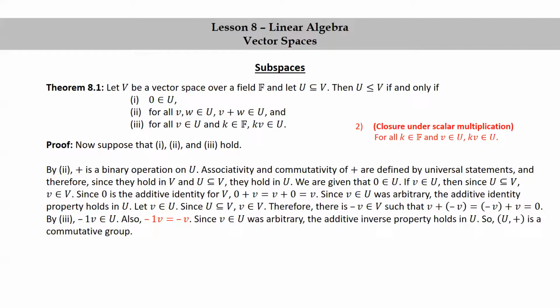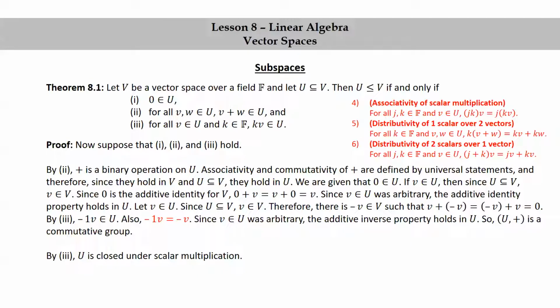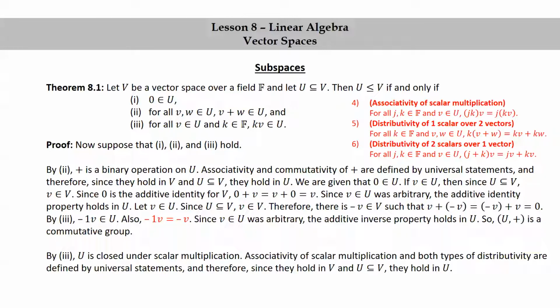Next, we'll check closure under scalar multiplication, but this follows right from property 3 that we're given. By 3, U is closed under scalar multiplication. Next, we could do the associativity of scalar multiplication and the two types of distributivity simultaneously, because once again, they're all defined by universal statements, and therefore, since they hold in V and U is a subset of V, they hold in U.